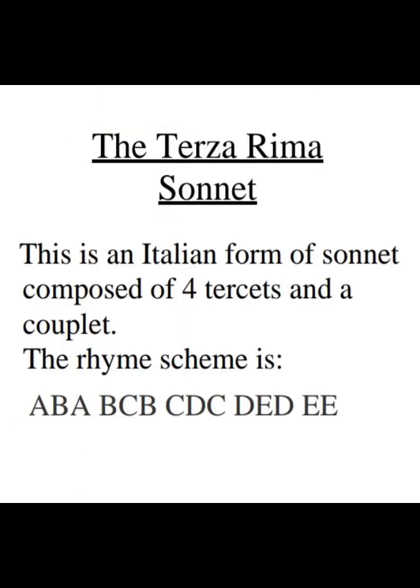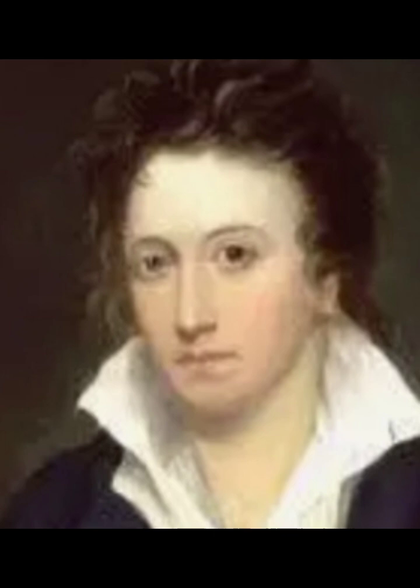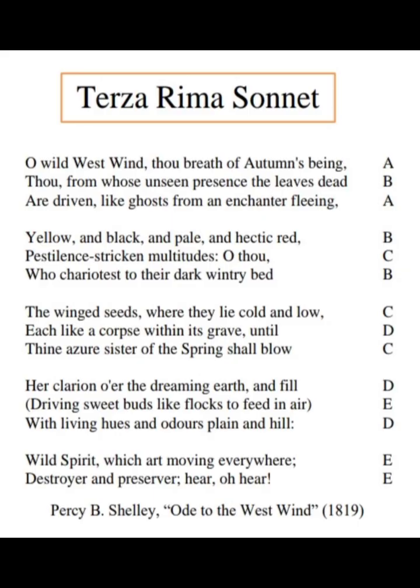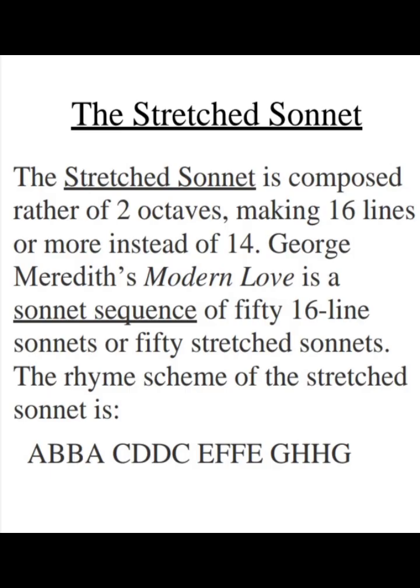The third non-standard sonnet is the terza sonnet. This is an Italian form of sonnet composed of 4 tercets and a couplet. Its rhyme scheme is ABA, BCB, CDC, DDEE. Shelley's terza rima, shown here, is from his Ode to the West Wind, a sonnet sequence of 5 terza rima sonnets. The fourth non-standard sonnet is the stretched sonnet.